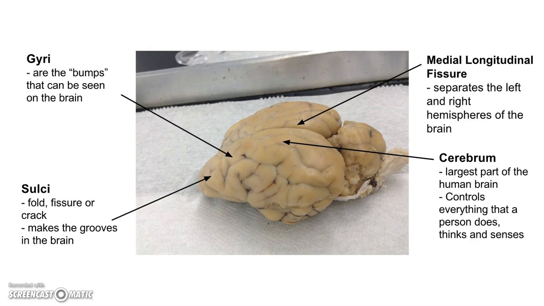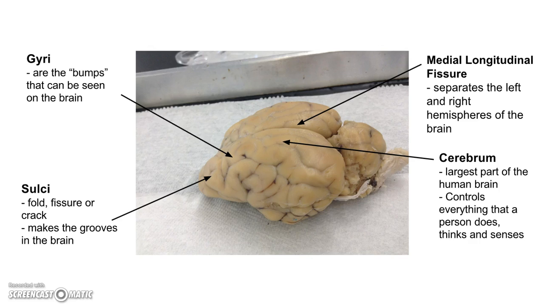Here you can see the medial longitudinal fissure. It's what separates the left side of the brain from the right side of the brain. The cerebrum is the largest part of the brain and it controls everything you do, think, and sense. It is the medial of the brain.